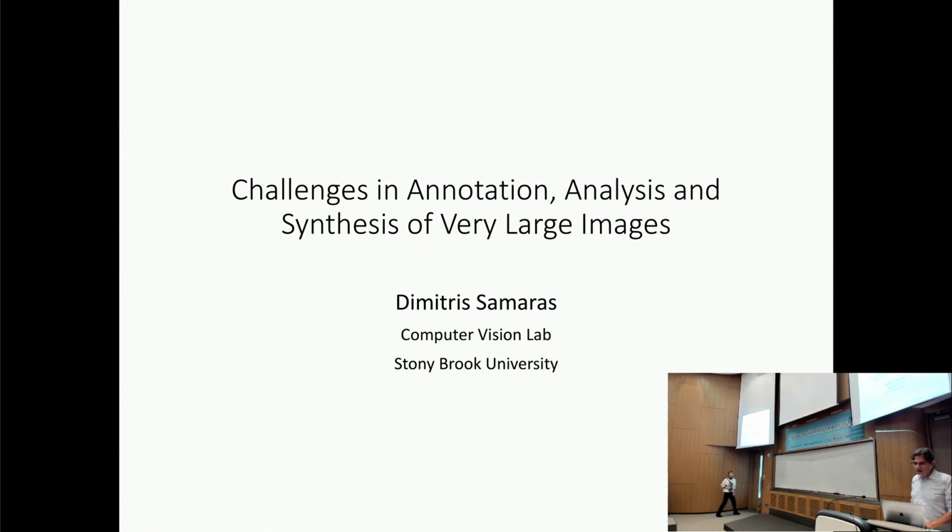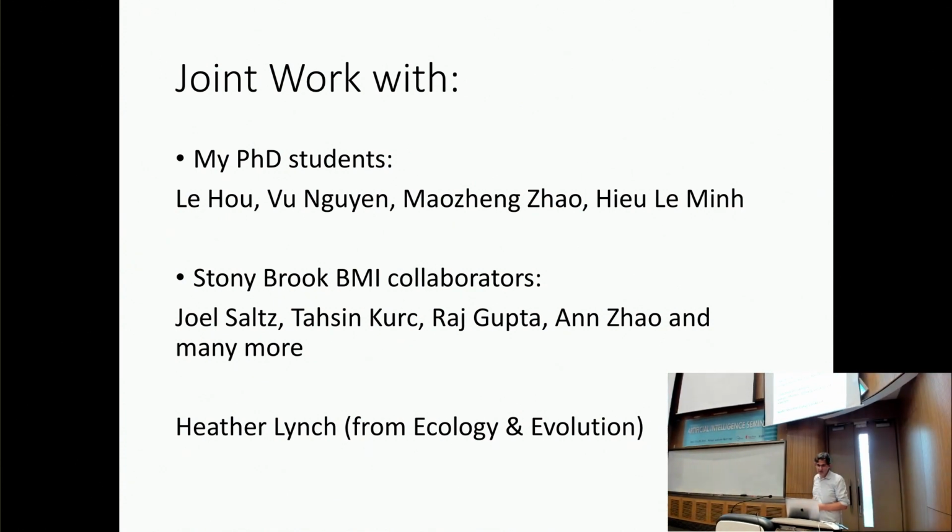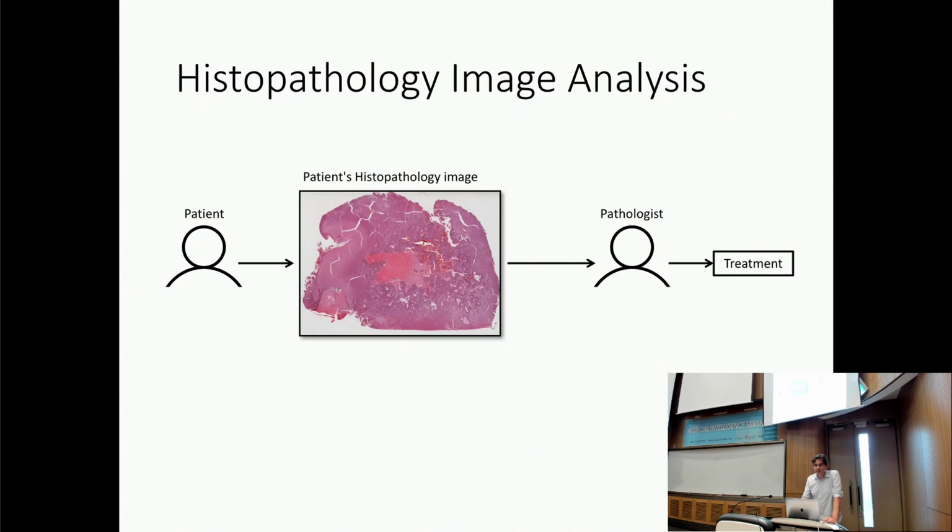So today I'm going to talk about some recent work that we have been doing in analyzing really large images. I'll explain what I mean by that in a minute. This is joint work with a number of PhD students in the computer vision lab at SUNY University and a number of collaborators in the biomedical informatics department and ecology and evolution. So you'll see that this is very interdisciplinary work, and since the theme of the day here is AI, this is actually an example of how AI is getting into a number of different scientific fields and is actually making an impact.